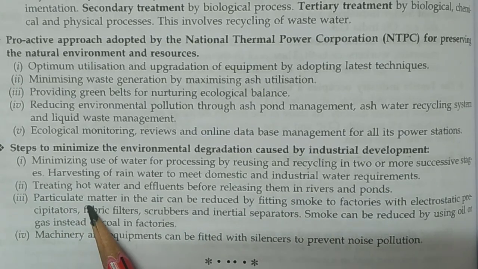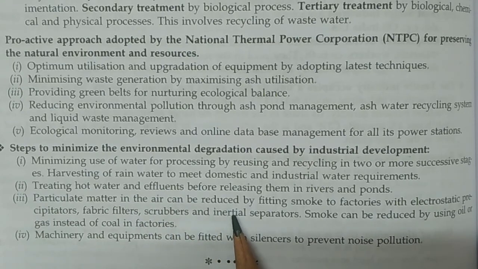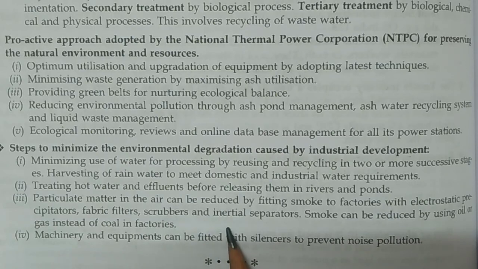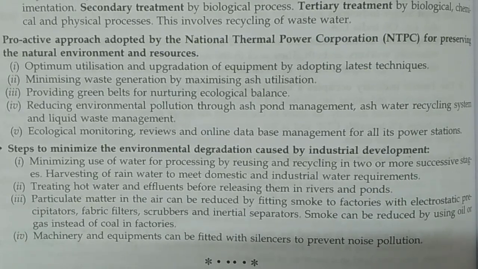Third, particulate matter in the air can be reduced by fitting smoke stacks to factories with electrostatic precipitators, fabric filters, scrubbers, and inertial separators. Next, smoke can be reduced by using oil or gas instead of coal in factories. And last one is machinery and equipments can be fitted with silencers to prevent noise pollution. So these are the steps which are very important to fulfill here.